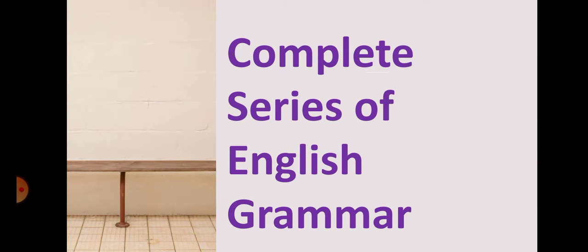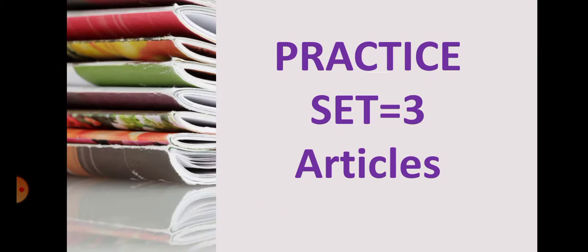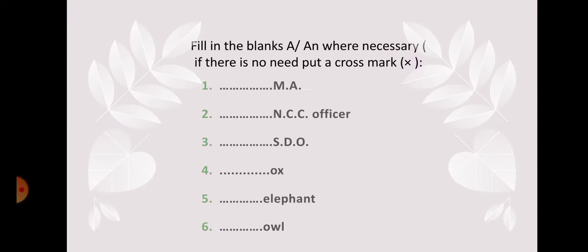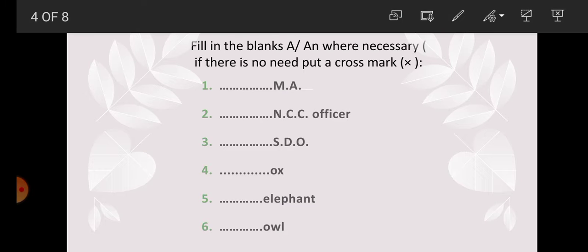Students, in our complete series of English grammar, today I am here with you with practice set three of articles. Students, here there are 50 questions of articles. Fill in the blanks with a or an where necessary. If there is no need, put a cross mark. Students, in our video lecture, we have already read where to put a or an. Before a consonant sound we put a, and before a vowel sound we put an.